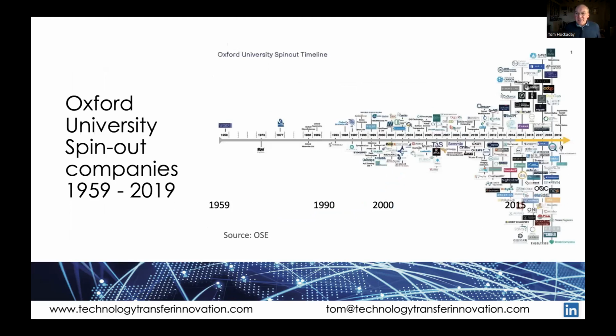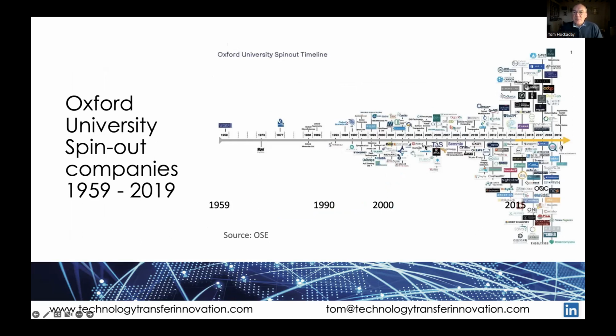This picture here is another way of saying the same thing. This is just about spin-out companies from Oxford. So 1959 was the first one, but things began to get going in the year 2000. And you can see the number of companies being set up each year really took off. This is 2015. It really exploded then, partly because there was a new investment fund that came in.